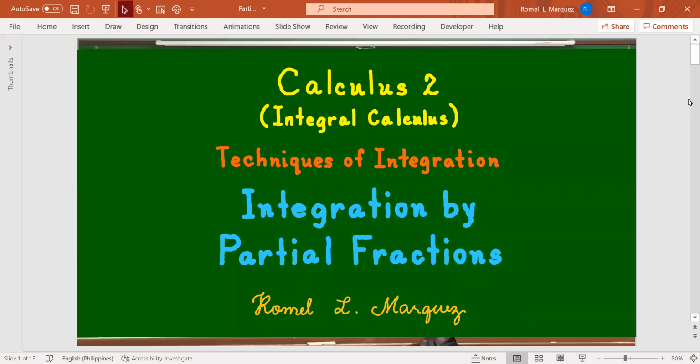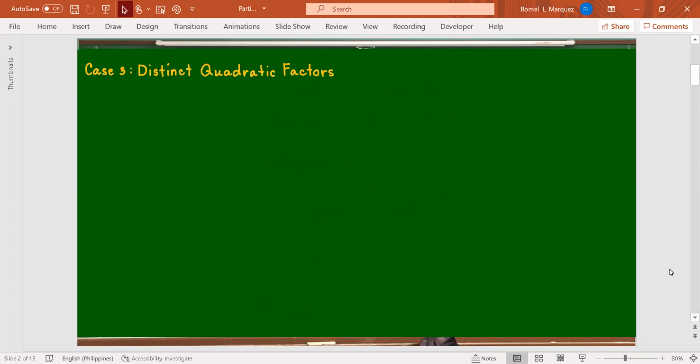Good day, guys. Today, I'm going to discuss integration by partial fraction decomposition, case 3. That is, the denominator D(x) has distinct quadratic factors. So this is the rule.